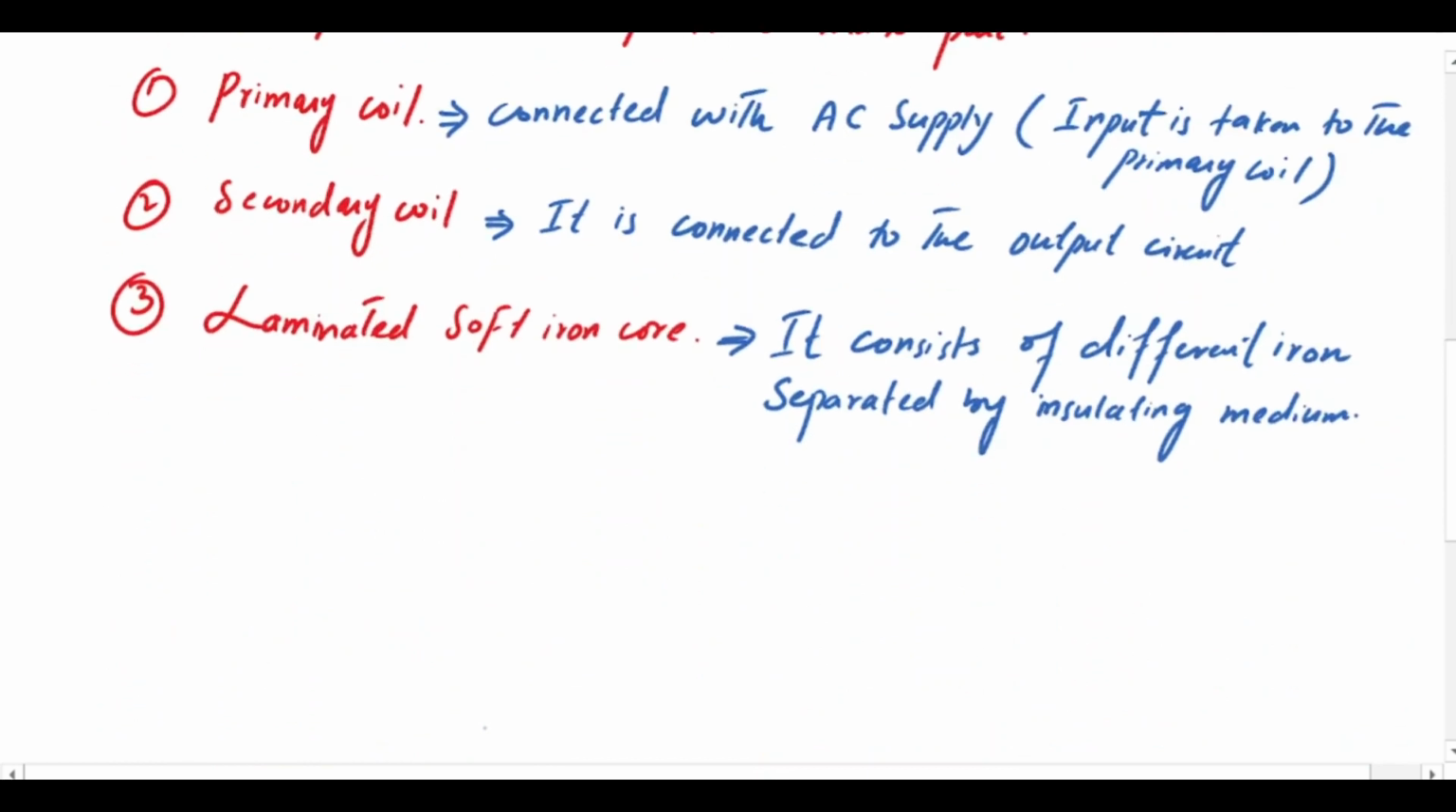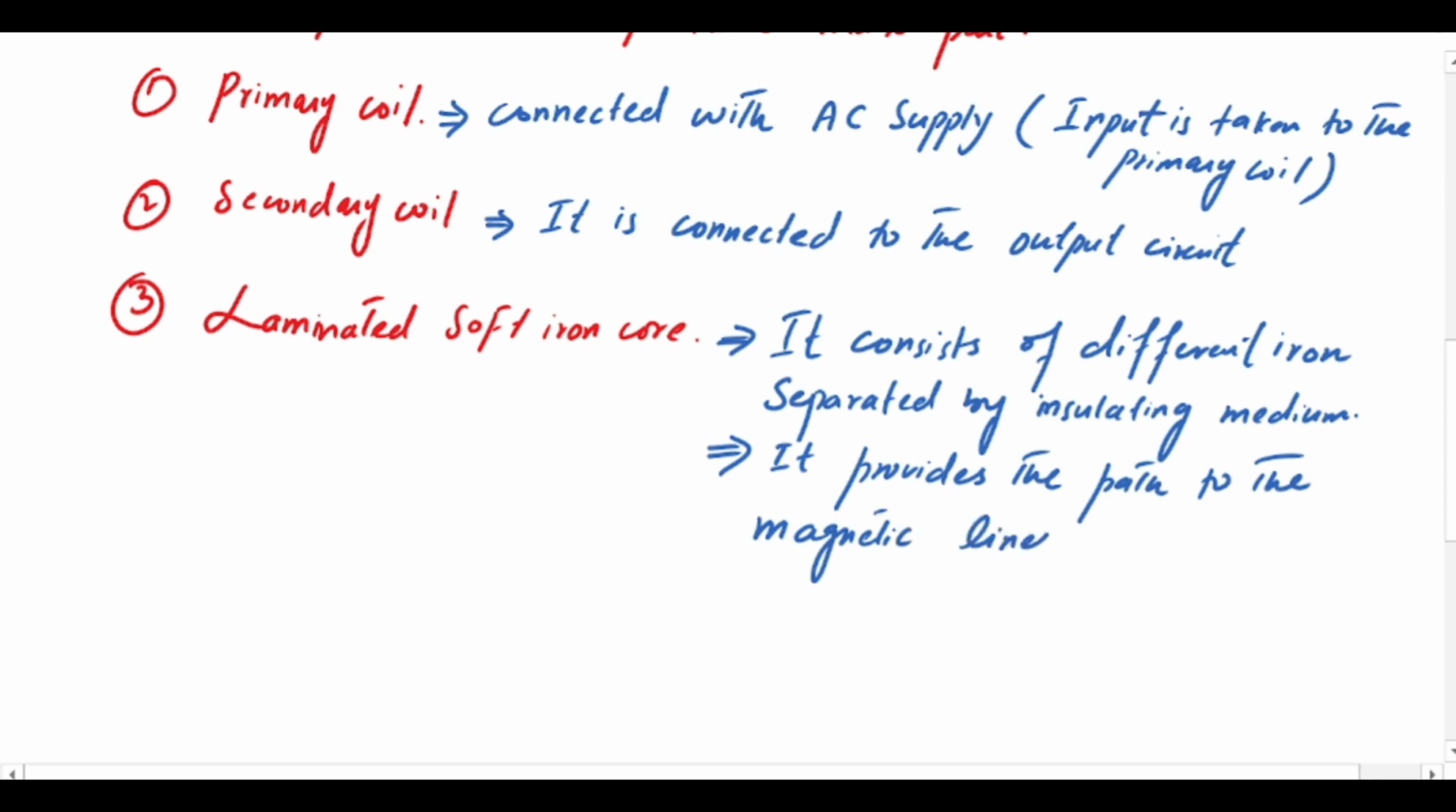और इसको हम लिख लेते हैं कि why we are using laminated iron core, because it provides the path to the magnetic lines to move from primary to secondary coil.